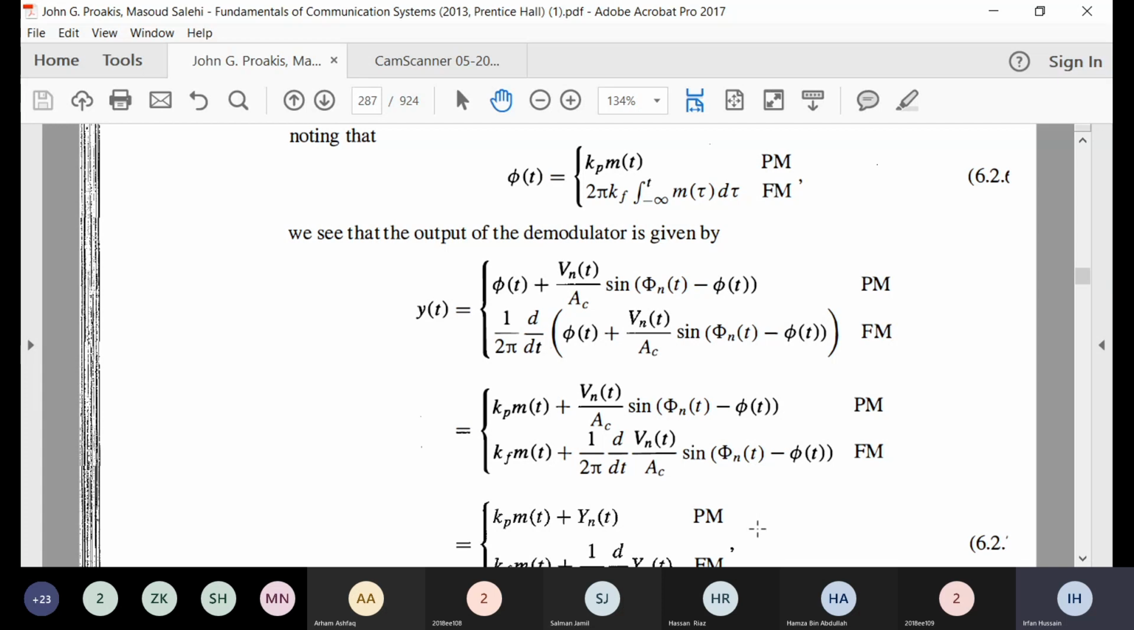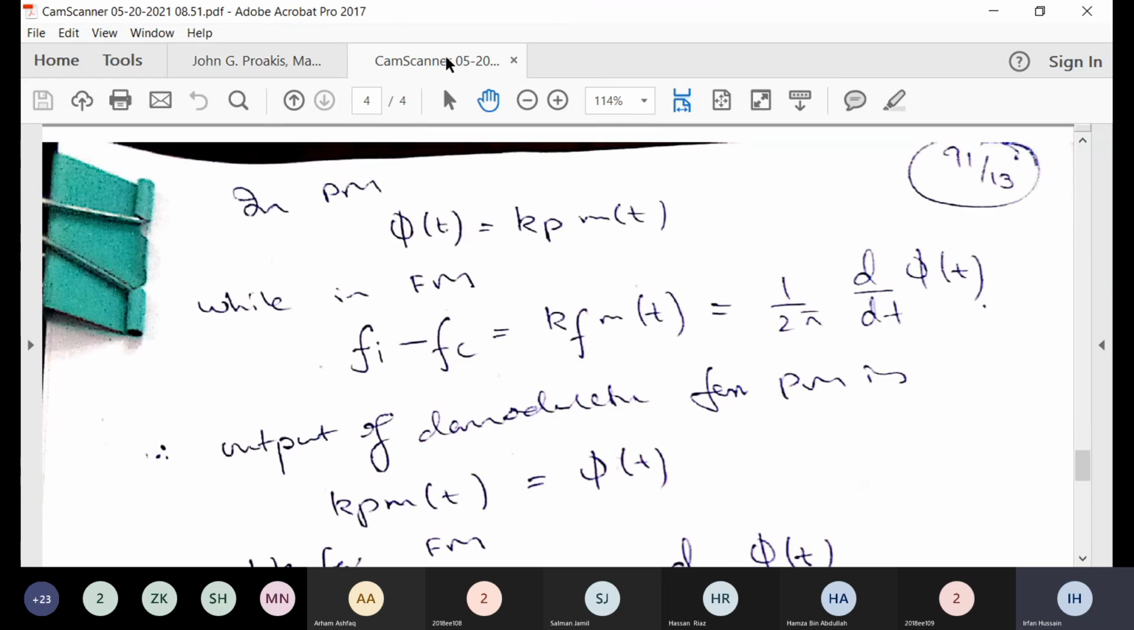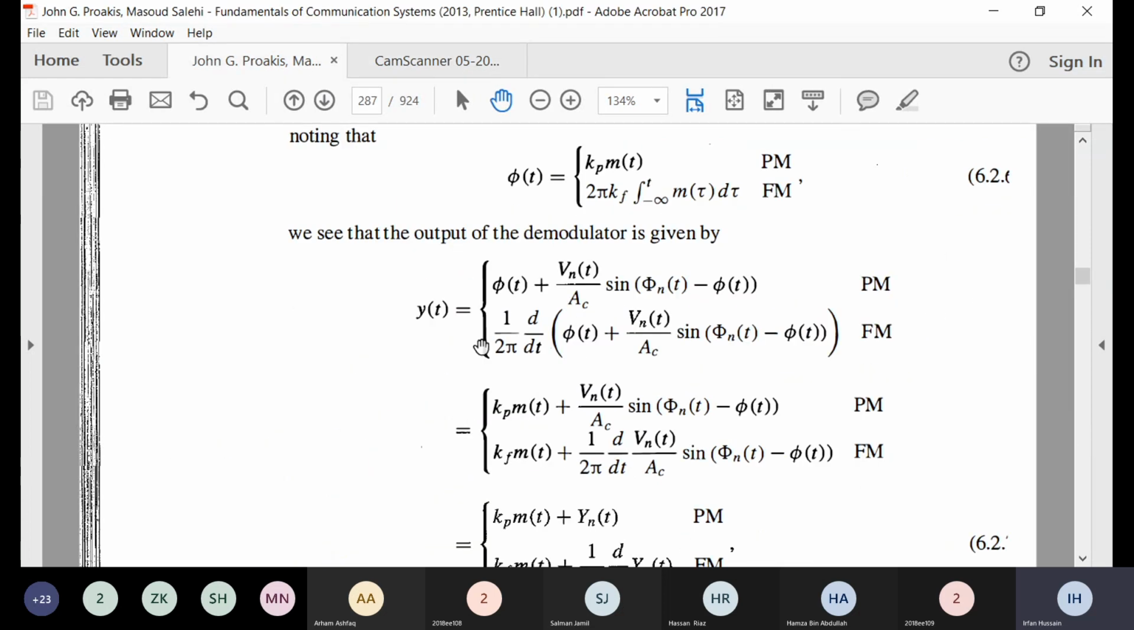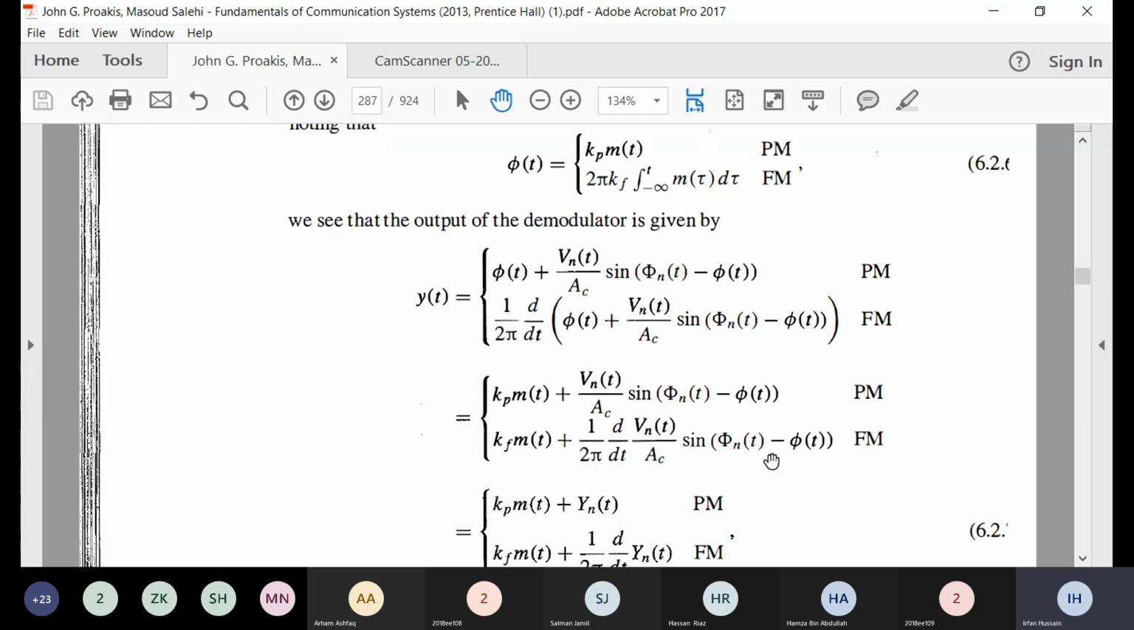Now you can very well see that phi t for PM is kpmt, and if I take its derivative, this will become 1 over 2 pi d by dt phi t. But what is 1 over 2 pi d by dt phi t? You can very well see that it is equal to kfmt. Right? So we'll get kfmt here, and this will be 1 over 2 pi derivative of this term. This is PM and this is FM output of the modulator.